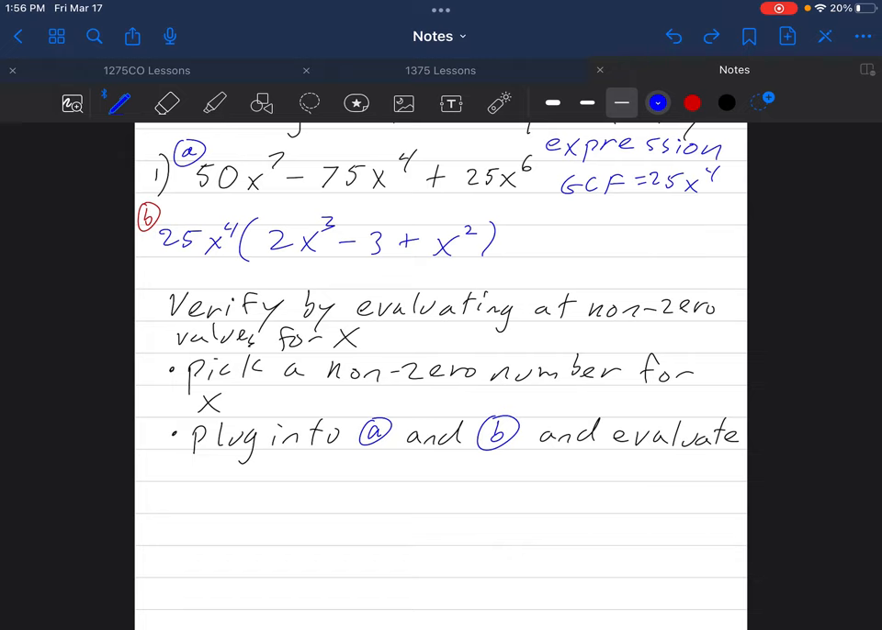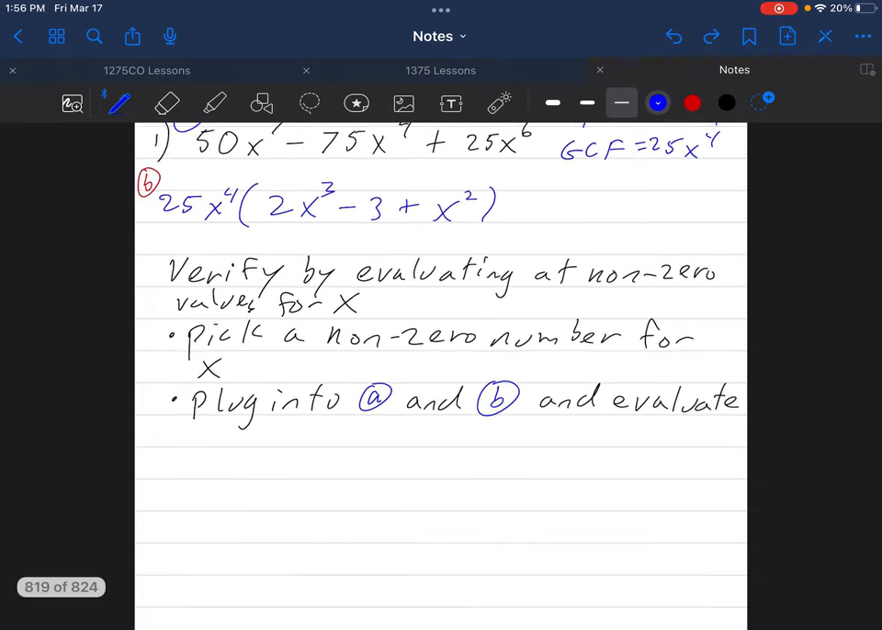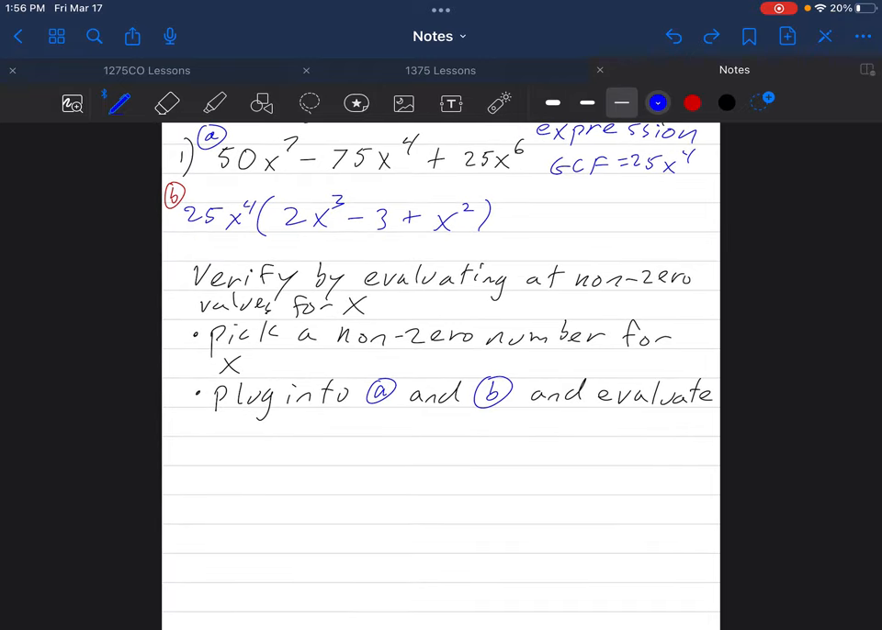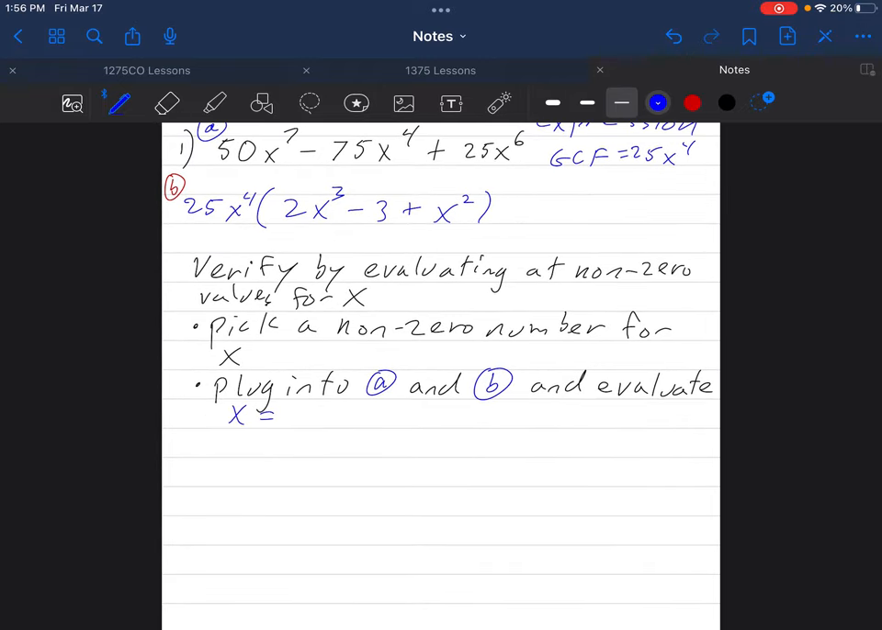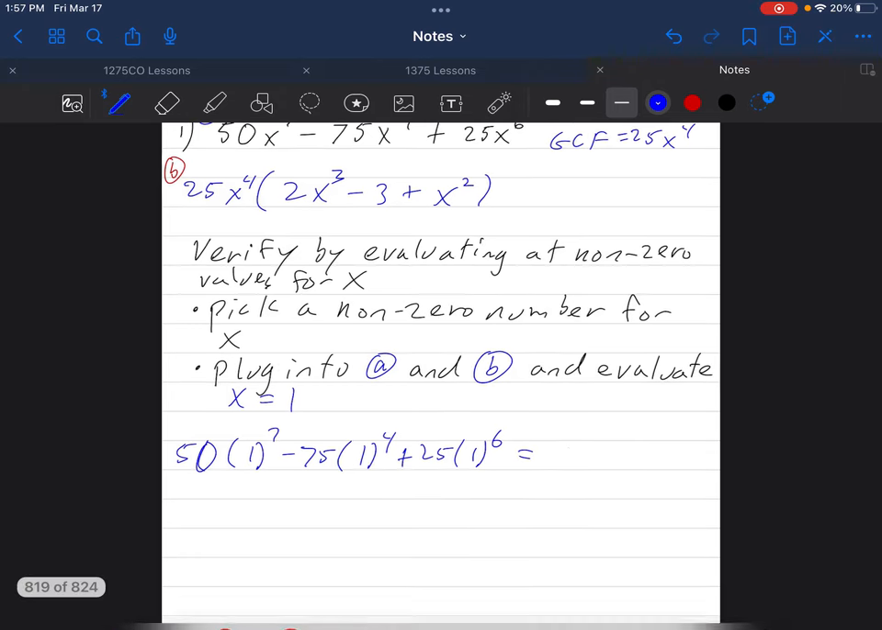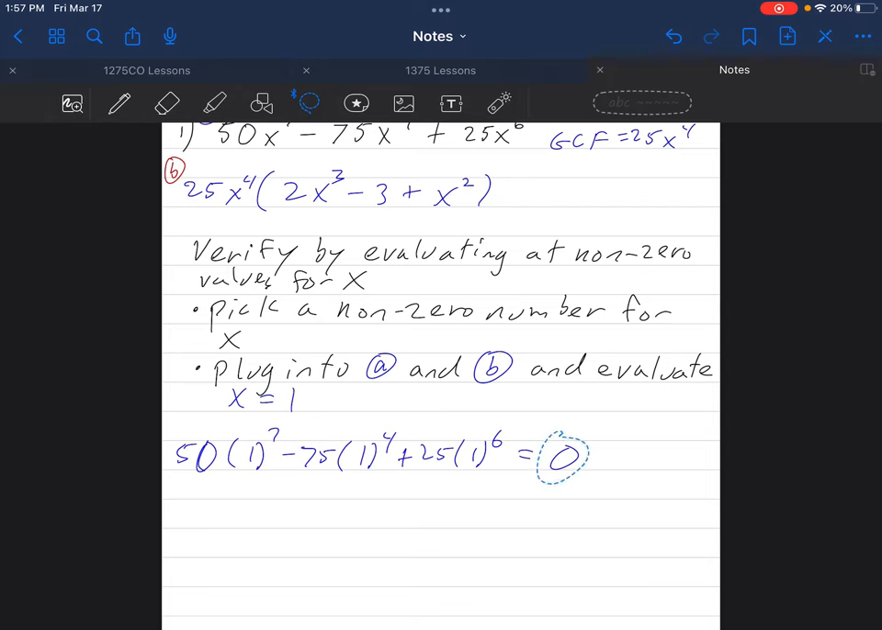That means doing all of the PEMDAS, adding and subtracting and things of that nature. So let's take expression A. That's going to be, well, first of all, let's pick a number for x. We can choose 1. That's nice. 50 times 1 to the 7th power minus 75 times 1 to the 4th power plus 25 times 1 to the 6th power. Work this out and you get 0. Right? That's 50 minus 75 plus 25, which is going to be 0. And that's expression A.